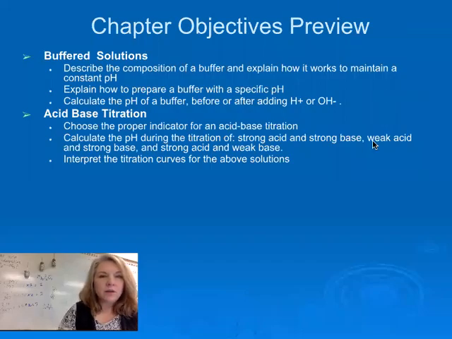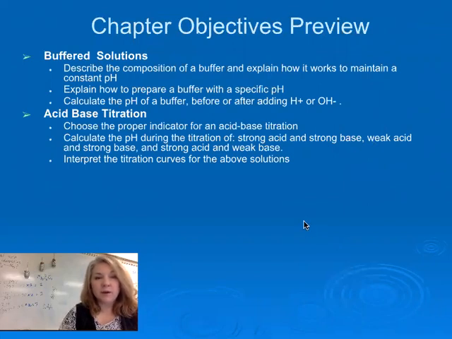Today's lesson, we're going to talk about buffered solutions. So I want to go over just a real quick objective preview so that you can see what we will be covering this week and possibly into next week, but I'd really like to get through this information this week.